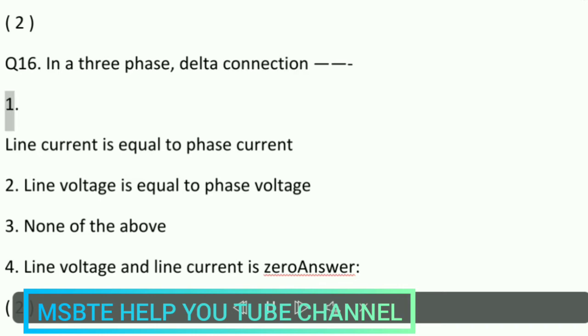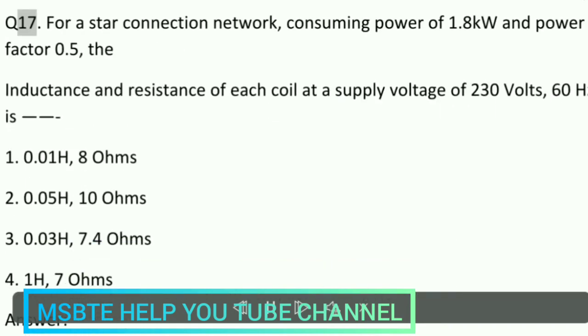Q16. In a three-phase delta connection: 1. Line current is equal to phase current. 2. Line voltage is equal to phase voltage. 3. None of the above. 4. Line voltage and line current are zero. Answer: 2.